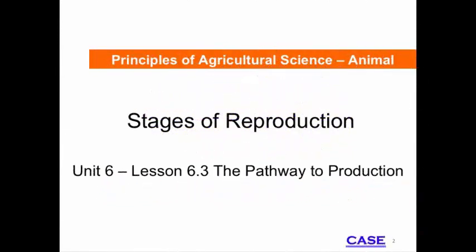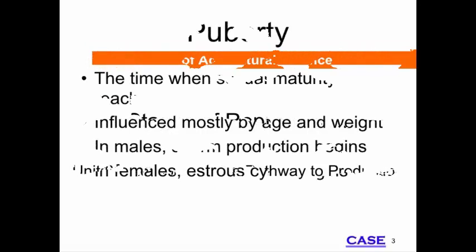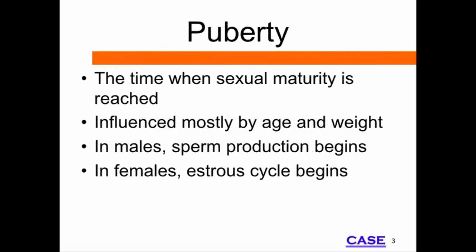Stages of Reproduction, Lesson 6.3, The Pathway to Production. You have completed Lesson 6.2, Generating Generations, where you identified breeding systems and discussed the advantages and disadvantages of each. The stages of reproduction depicted in this presentation begin at puberty and end at the weaning of offspring.